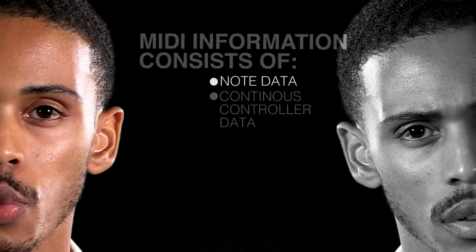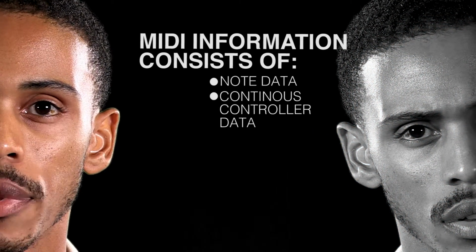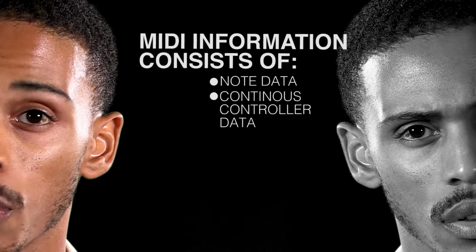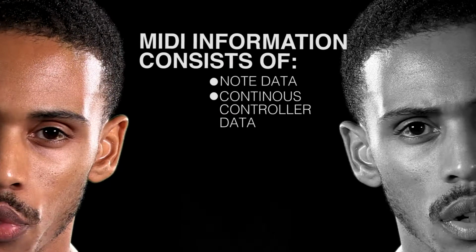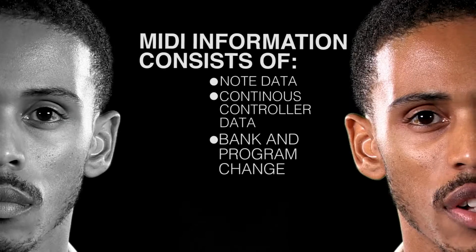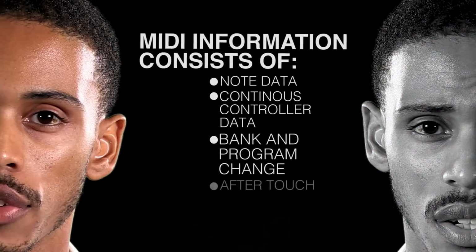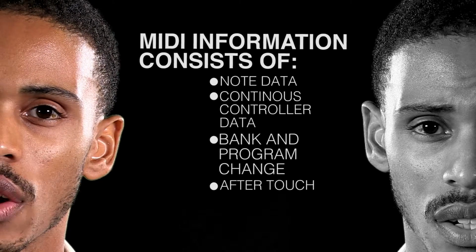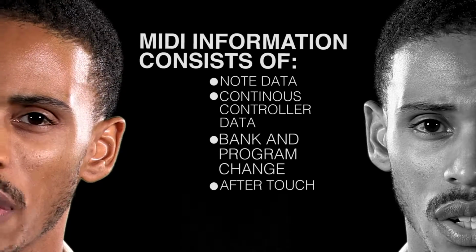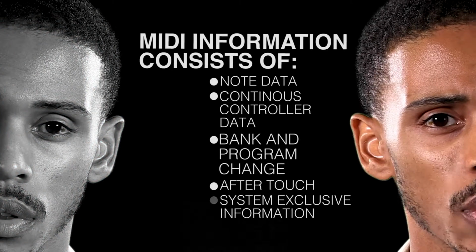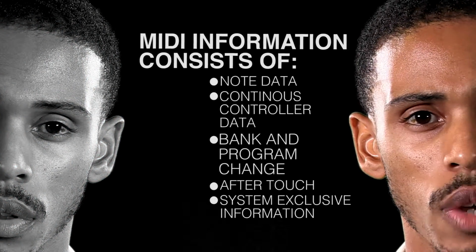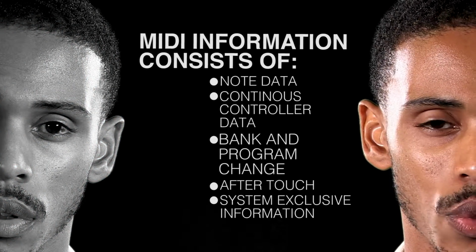MIDI information consists of note data describing what note was played and how hard that note was pressed. Continuous controller data that describes any knobs or parameters being changed throughout a performance, like a synthesizer filter sweep. Bank and program change that allow on-the-fly changing of different instrument presets on a synthesizer. Aftertouch that describes how the keys are held after the initial note is hit for more advanced programming expression. System exclusive information, which is an early way for MIDI devices to save their settings to a sequencer.